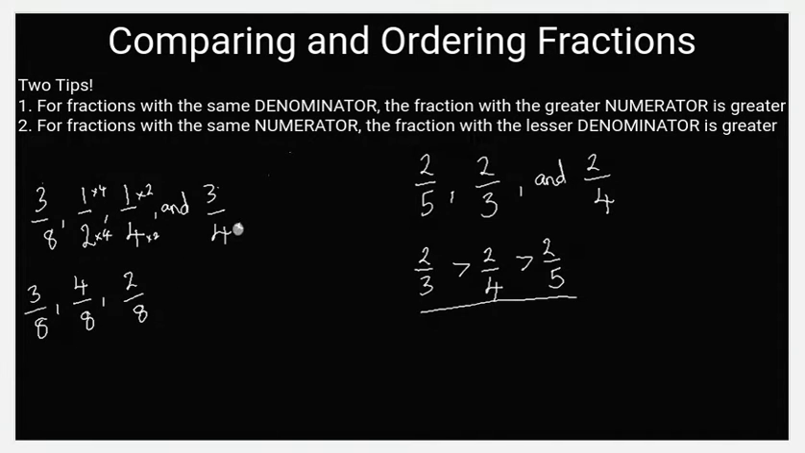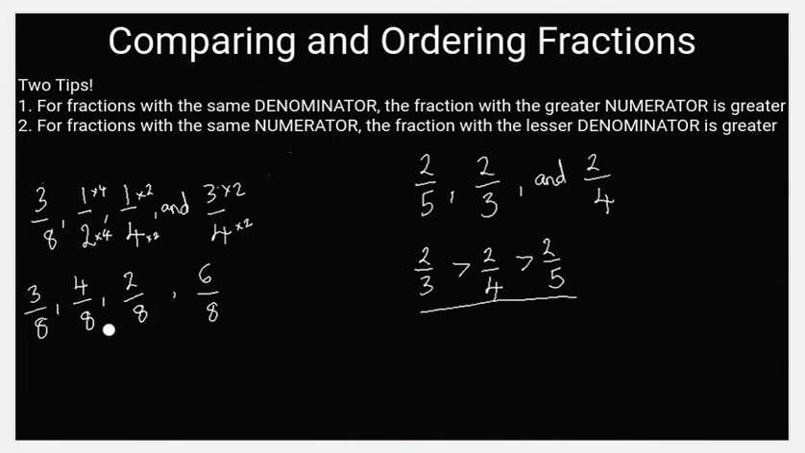And this will also multiply by 2, multiply by 2. So this would give us 6 over 8. Now we have the same denominators, and we can compare or order the fractions as the case may be. So this time around, let's order from the least to the greatest. Remember this tip for fractions with the same denominator: the fraction with the greater numerator is greater.